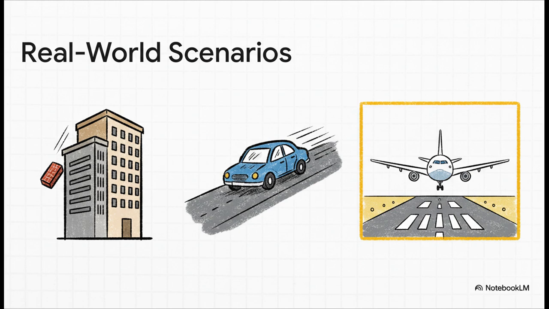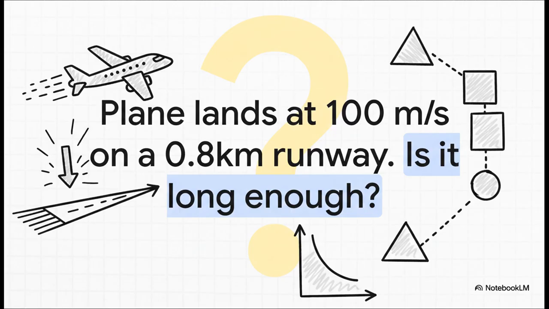But let's use our new toolkit on something with slightly higher stakes. Let's see if a plane can land safely on a short runway. Okay, so here's the problem. Picture this. A plane is coming in hot, touching down at 100 meters per second. The runway is only 800 meters long, and it's got to stop before it runs out. The brakes can slow it down at a steady 5 meters per second squared. So, the question is, is the runway long enough?